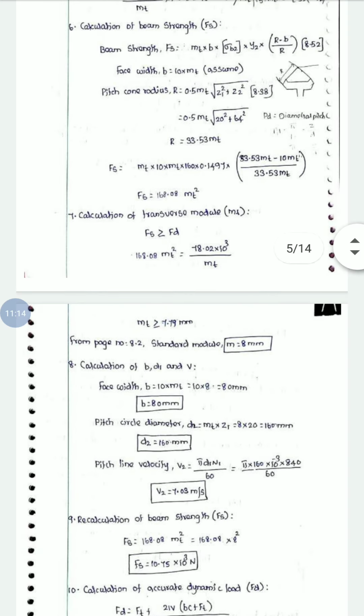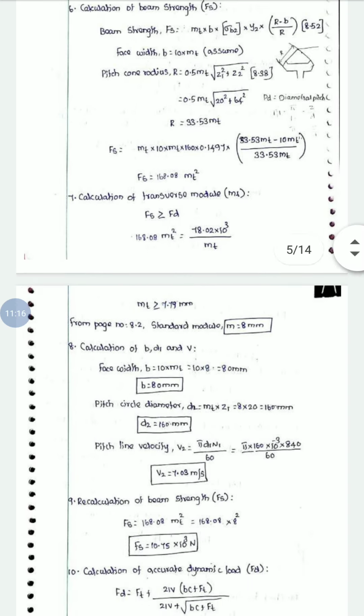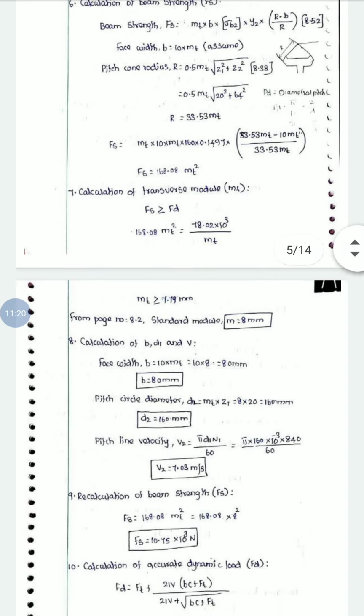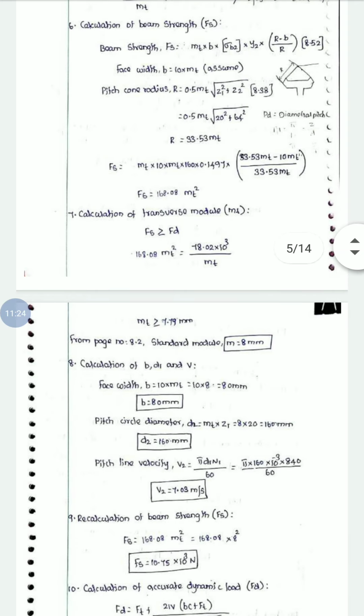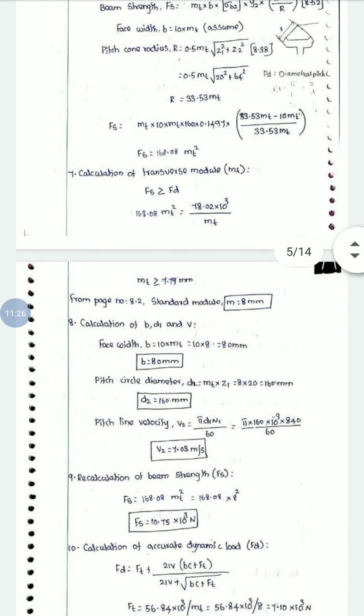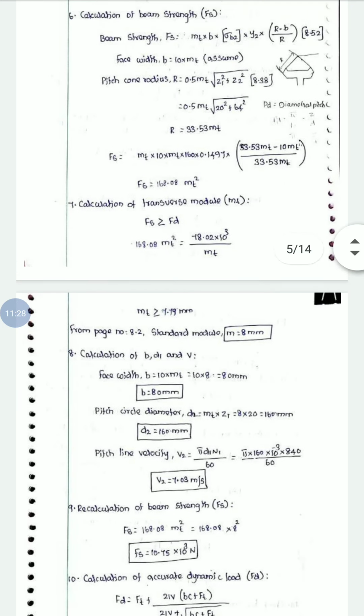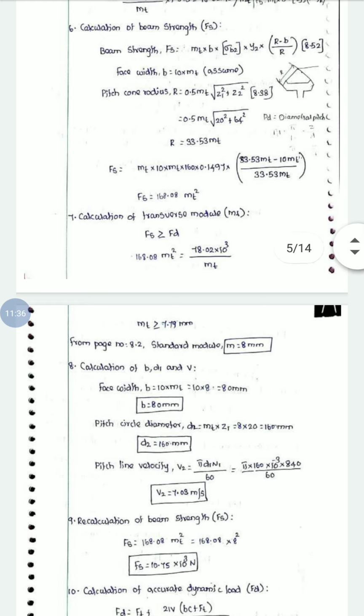Pitch cone distance, that is R. For finding R, we go to the data book page number 8.38. From there we can directly note down the formula for R, that is 0.5 MT root of Z1 square plus Z2 square. That is 0.5 MT root of, we already know Z1 is 20, 20 square plus 64 square. So we can find R in terms of MT, that is 33.53 MT.